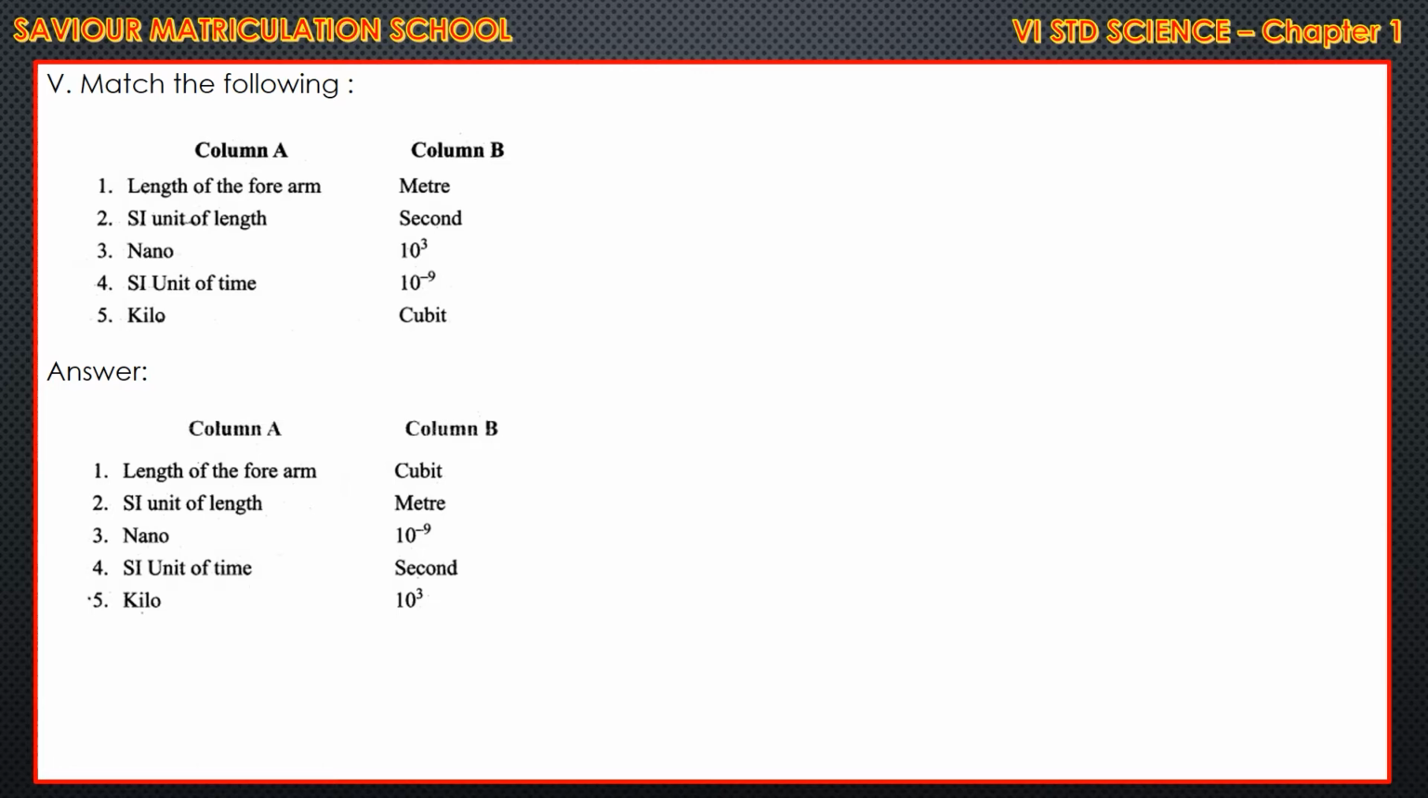And third, nano, that is 10 to the power of minus 9. Then fourth, SI unit of time. So the answer is second. Then fifth one, kilo, that is 10 to the power of 3.